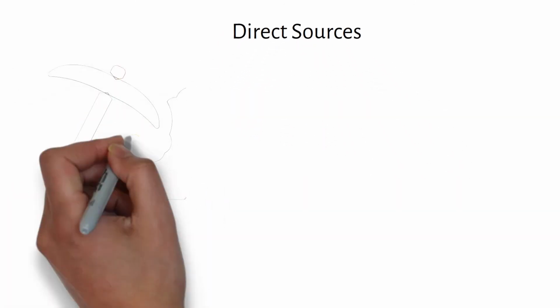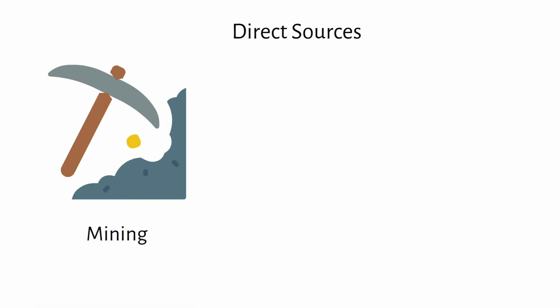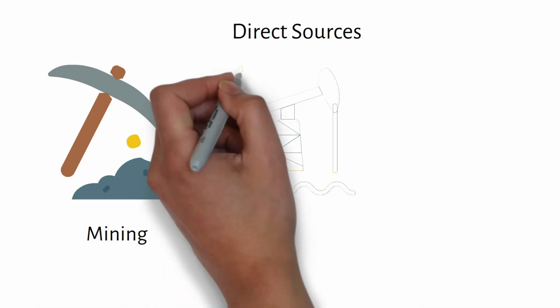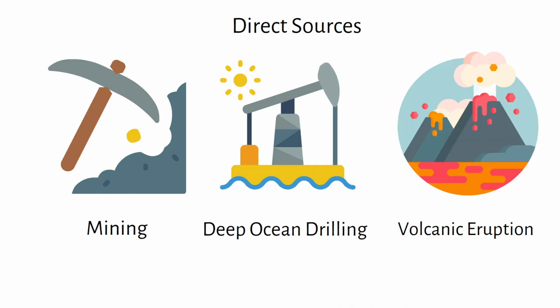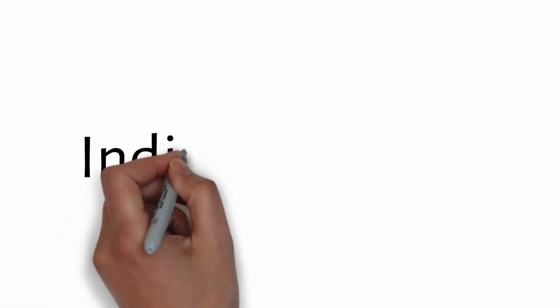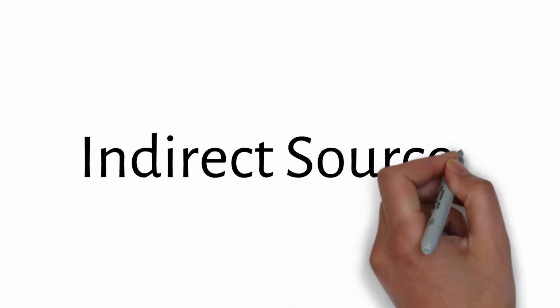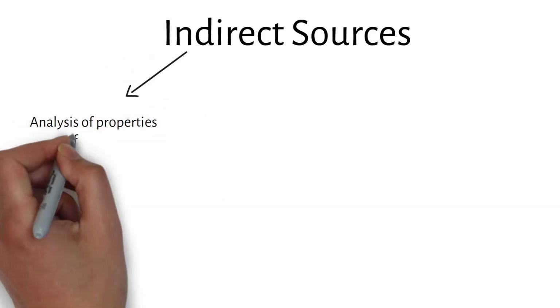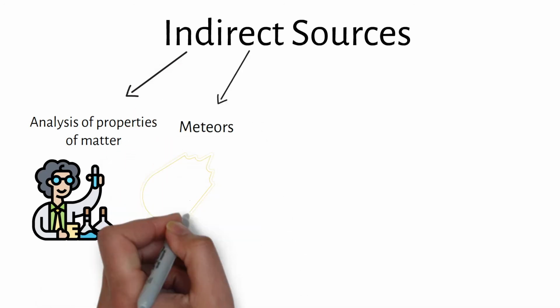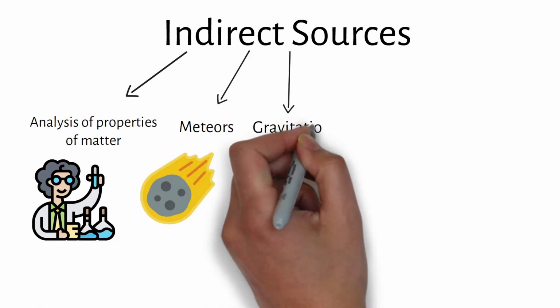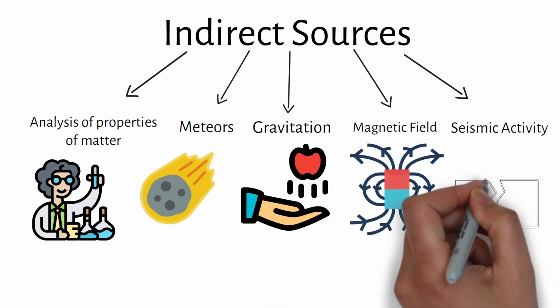We have mining, which is mostly done in places like South Africa, deep ocean drilling projects which occur in places like Kola, and volcanic eruption. Then there are the indirect sources, which include analysis of various properties of matter, meteors that crash land on Earth's surface, gravitation, magnetic field, and seismic activity.